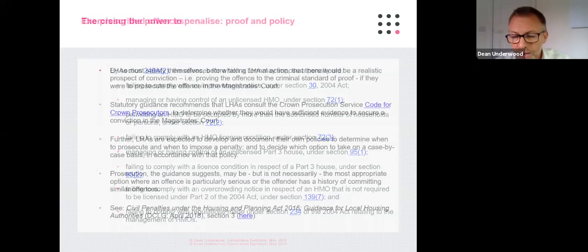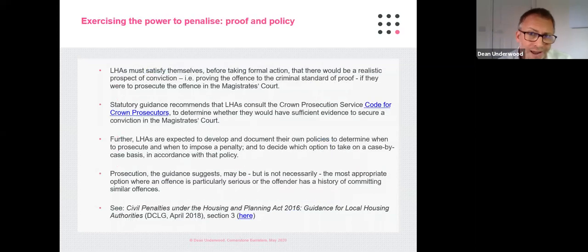Now, how does the local housing authority go about exercising its power to impose a penalty? Well, as you'll have picked up from previous slides, the local housing authority must first satisfy itself, before it takes any formal action, that it would have a realistic prospect of convicting the person who would receive the penalty. That is, in other words, proving the offence to the criminal standard of proof if they were to prosecute the matter in the magistrate's court.